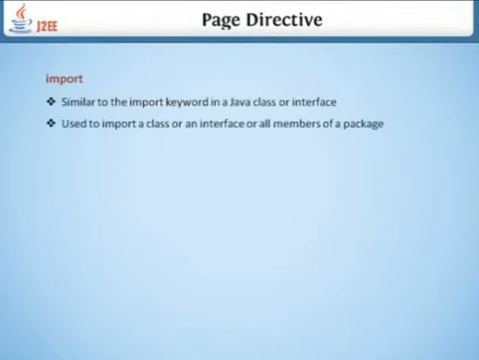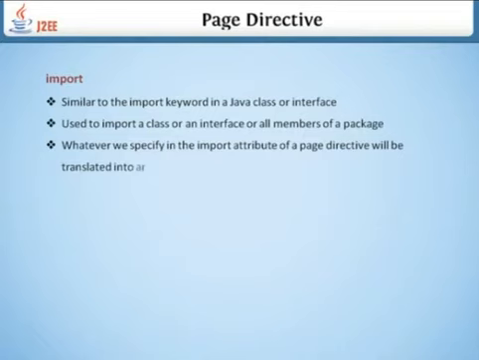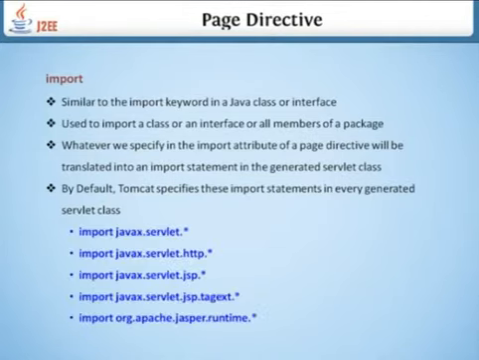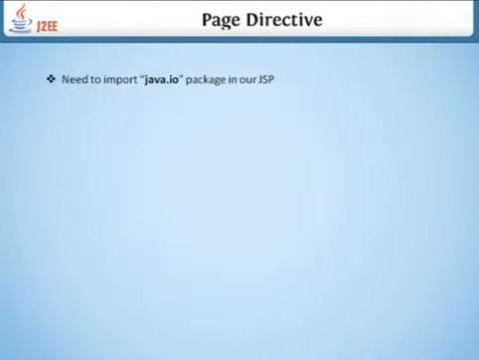Whatever we specify in the import attribute of a page directive will be translated into an import statement in the generated servlet class. By default, Tomcat specifies the use of import statements in every generated servlet class. This is an example of using import. We need to import the java.io package in our JSP page. Then you can use the page directive like this. JSP allows many predefined objects to use.